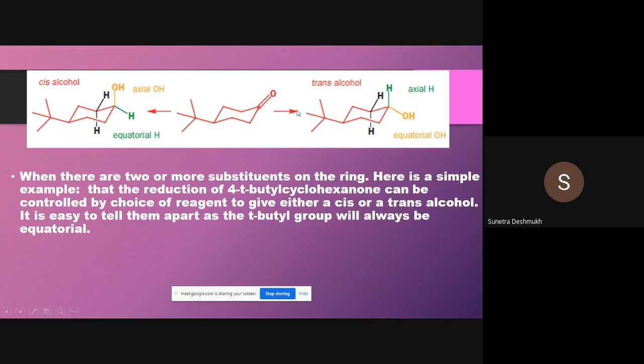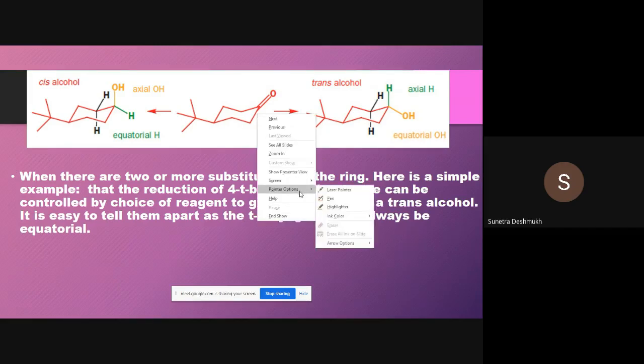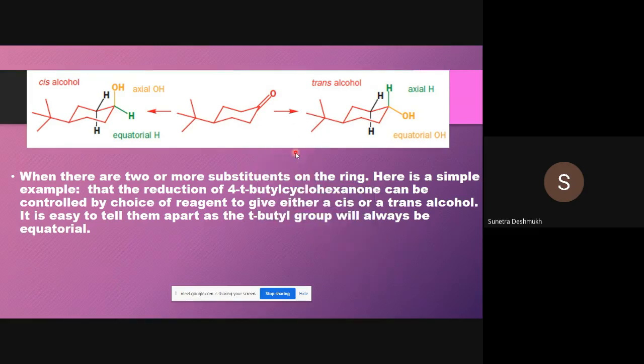That is the reduction reaction of a ketone, cyclohexanone to cyclohexanol. So from the 4-tertiary butyl cyclohexanone, on reduction, it gives maybe trans alcohol or cis alcohol. So how do we identify whether we got trans alcohol or cis alcohol?